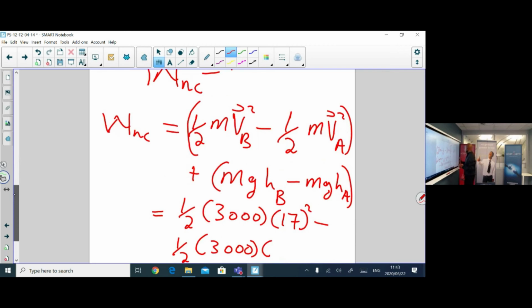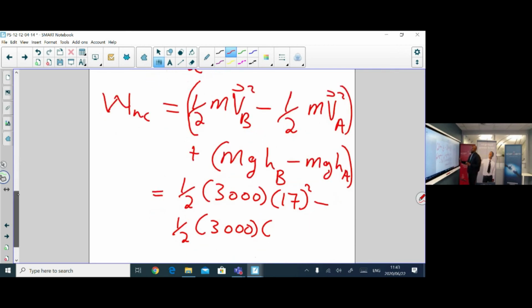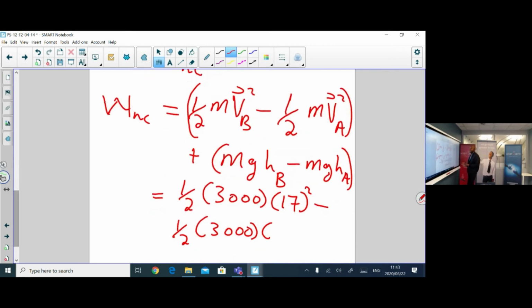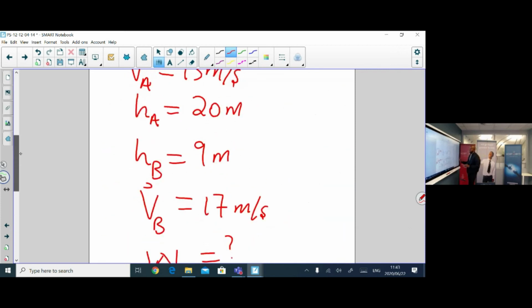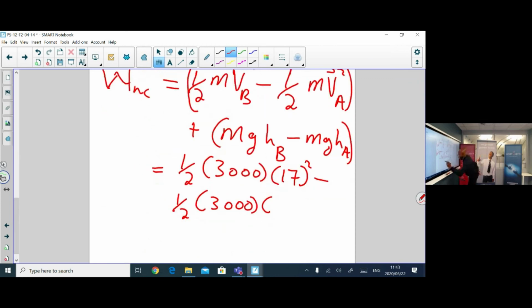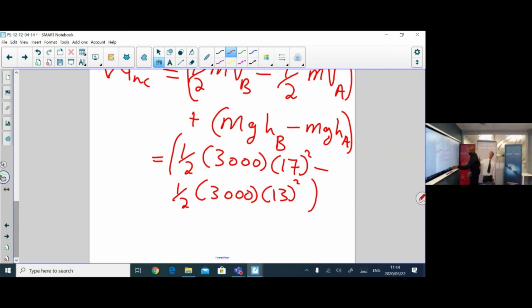The initial velocity there, it's not very clear, but anyway, initial velocity is given. Initial velocity, where are you? Okay, 13 meters per second. 13 squared. This is our change in kinetic energy.